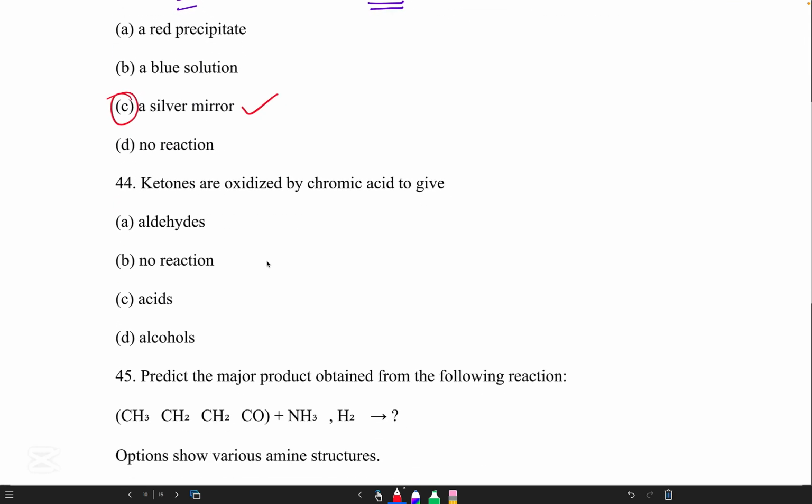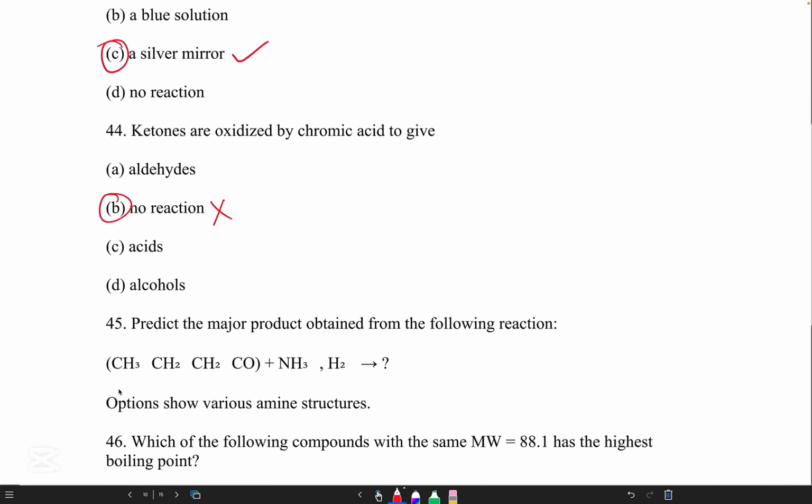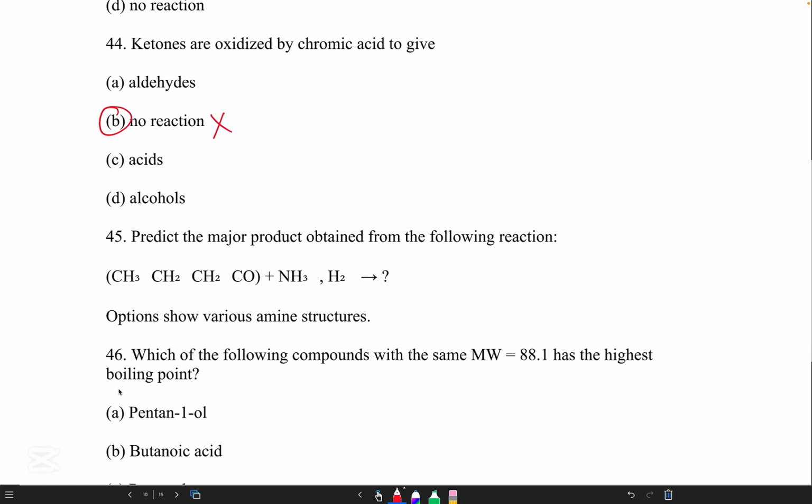Ketones are oxidized by chromic acid to give? Ketones are not oxidized by chromic acid. They cannot be oxidized, so there is no reaction that will take place. All right? There will be no reaction that will take place for that. Now let's look at number 25.